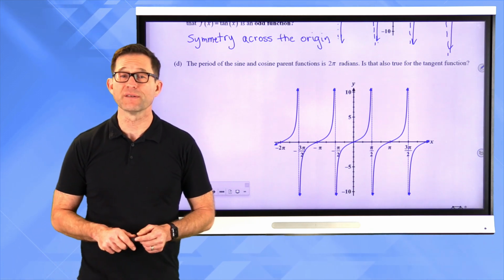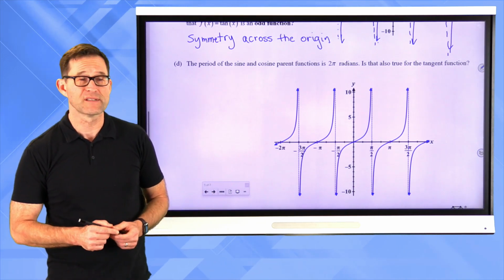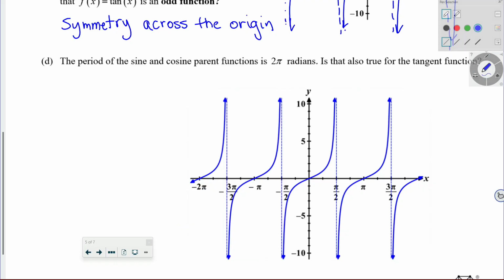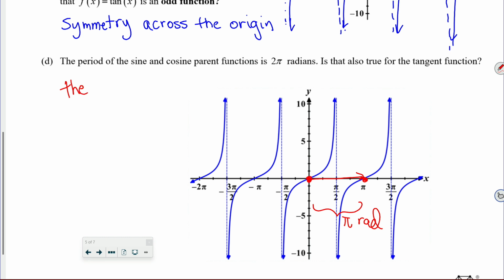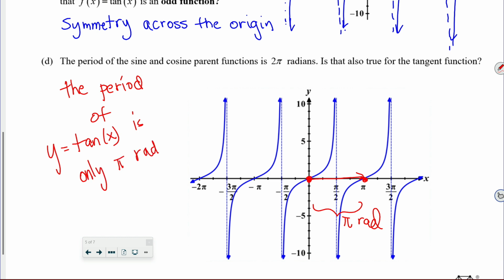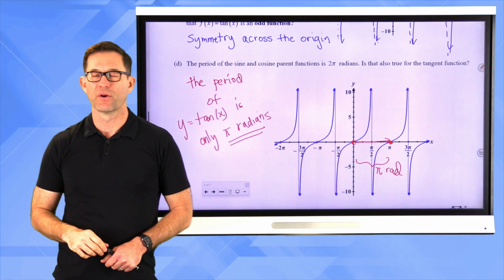See, the period for tangent is not 2 pi, it's only pi radians. And you can really see that, I think, best by taking this point here and shifting it over to this point. That is only pi radians. The period of tangent, and I'll say y equals tangent x, is only pi radians. It certainly repeats itself every 2 pi radians, but that would be 2 periods as opposed to 1 period.